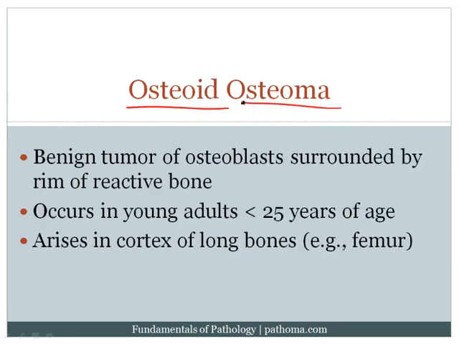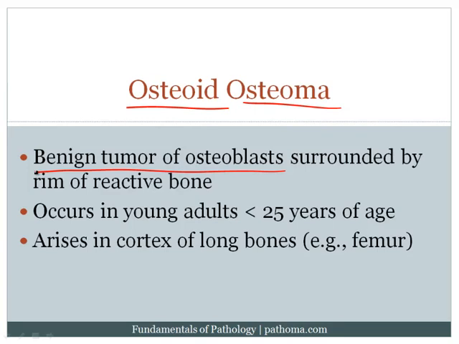Osteoid osteoma is a benign tumor of osteoblasts. Remember that osteoblasts are the cells that lay down bone, but they don't make bone, they make something called osteoid. Osteoid is the matrix that gets mineralized, and when it gets mineralized with calcium and phosphate, then it becomes bone.